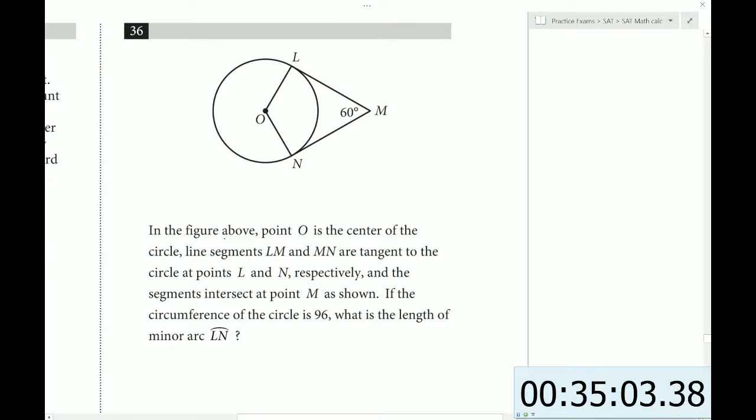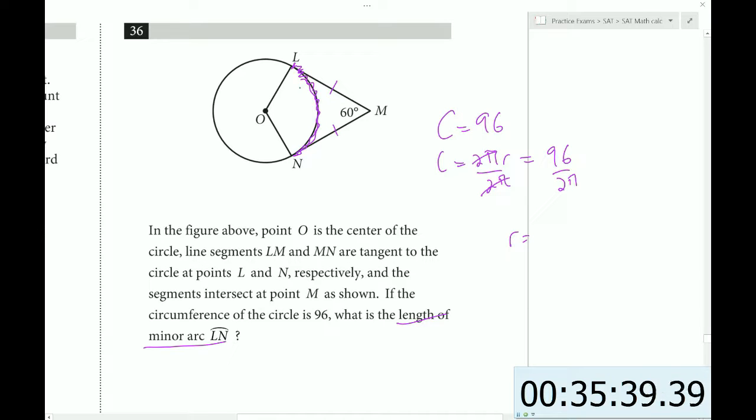In the figure above, point O is the center of the circle. Line segments LM and MN are tangent. If the circumference of the circle is 96, all right, we could use that to find the radius. So circumference is 2 pi r. So 2 pi r has to equal 96. Divide by 2 pi, and that will tell us what r is equal to. What is the minor length of LN? So they want this arc length here.